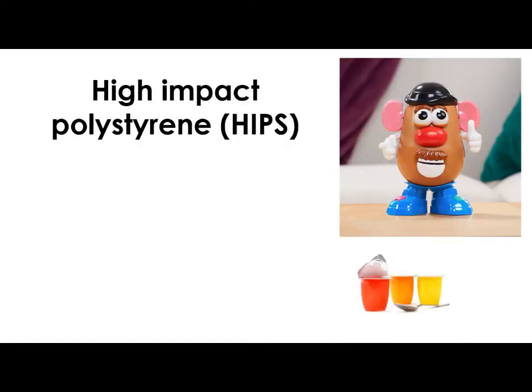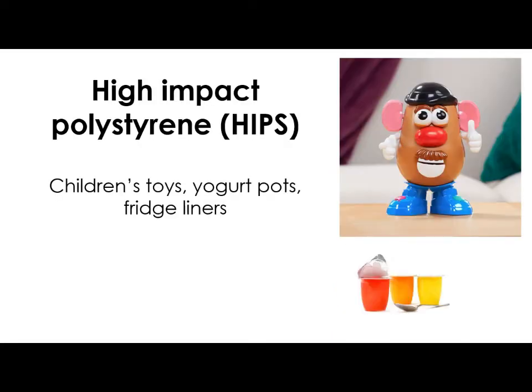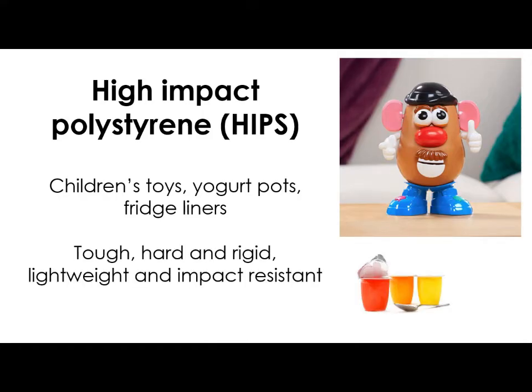Next one is this one, high impact polystyrene, quite often used in children's toys, things like yogurt pots, fridge liners. The inside of your fridge is quite often made from high impact polystyrene. It's tough, it's hard and rigid. These are the two important properties that it has that makes it really suitable for these kind of products.